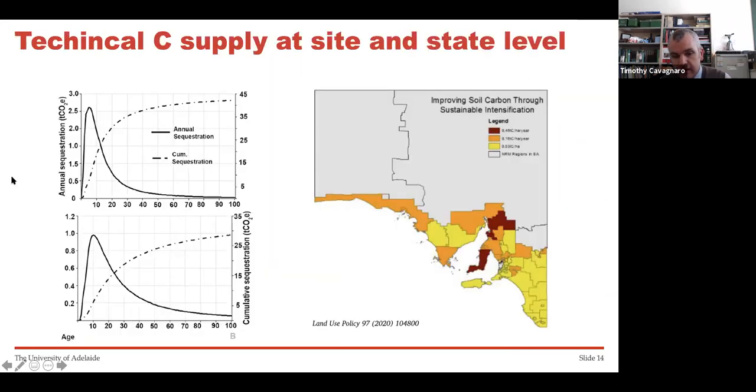So we can do that at the individual site scale, or we can also enter that into our map. And what you can see here is with the darker colors, we're getting more carbon sequestered through sustainable intensification and less carbon sequestered with the lighter colors on the map. So you can look at individual sites, or you can generate a map for the state as well. So that gives a sense of what we call the technical carbon supply, how much carbon could be supplied at the site and the state level.